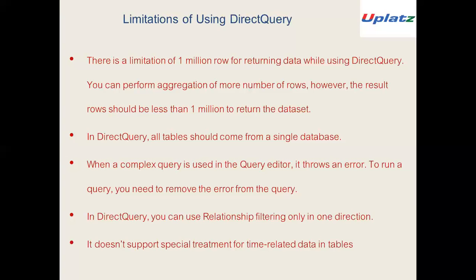In direct query, we can use relationship filtering only in one direction. It is not possible to use it in either direction or bidirectionally. And it does not support special treatment for time-related data in the tables. That means, for time-related data, we don't have more options when we are using the direct query method. It has some limitations.